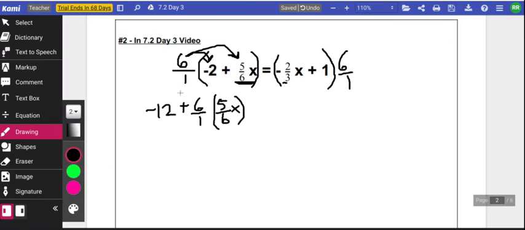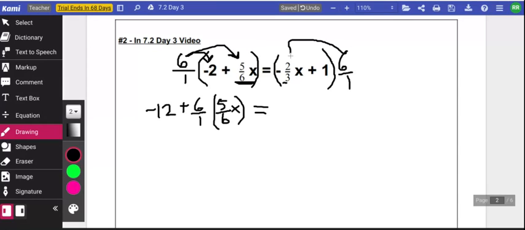Okay, so again, I have positive 6 times a positive 5/6 x. I'm going to come back in a little bit and simplify this, but for now, I'm going to leave it just like that. I'll bring my equal sign straight down. I'm going to distribute this 6.